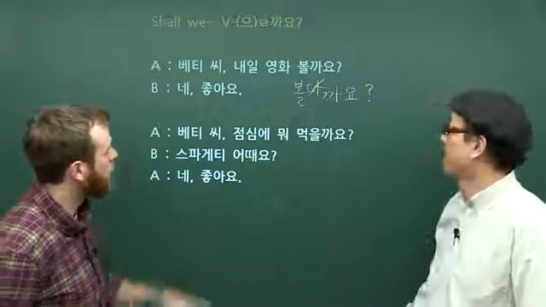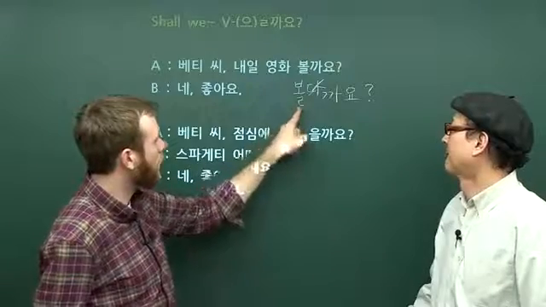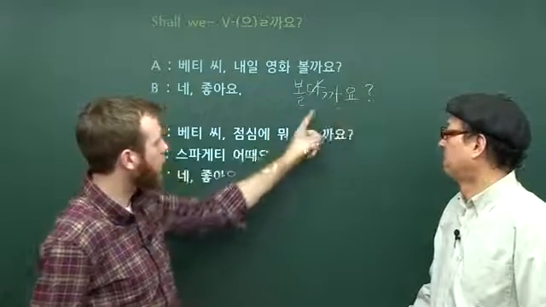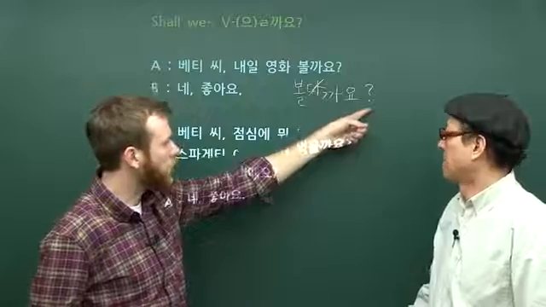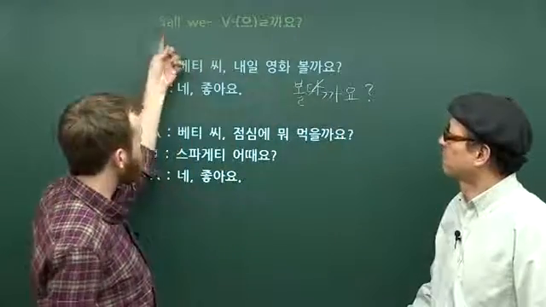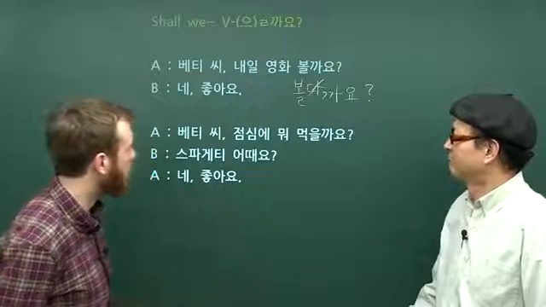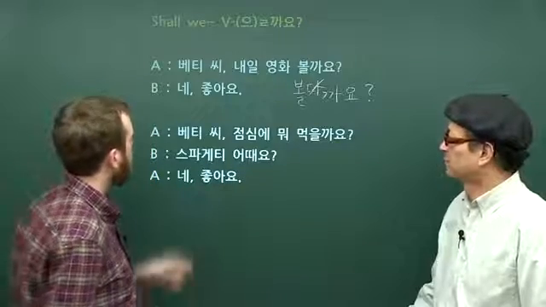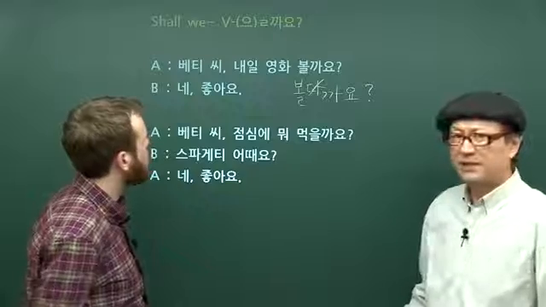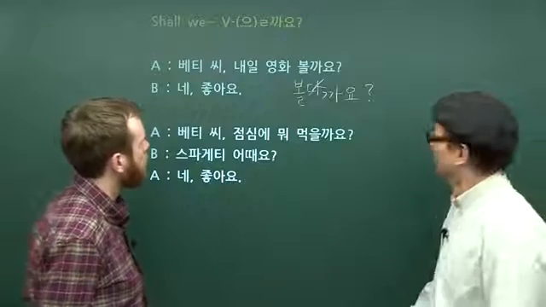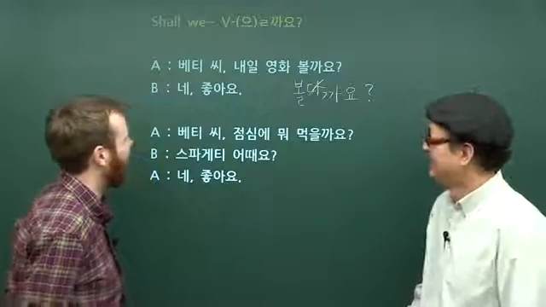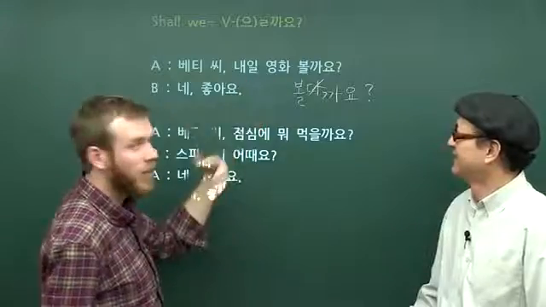Yeah, so this ending by itself, the -ㄹ까요, is it always a question? Okay. So it's always "shall we," always making a suggestion. I want to get a response from whoever I'm talking to. Okay. So one more time. 베티 씨, 내일 영화 볼까요? There you go. So again, 내일, tomorrow, talking about the future.